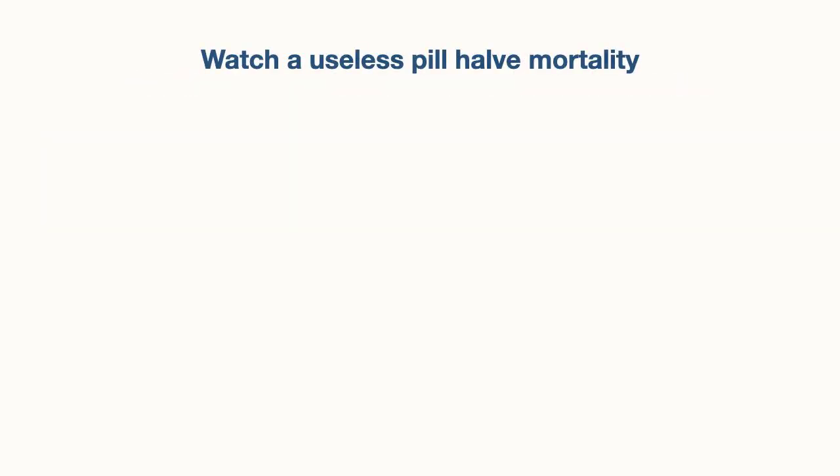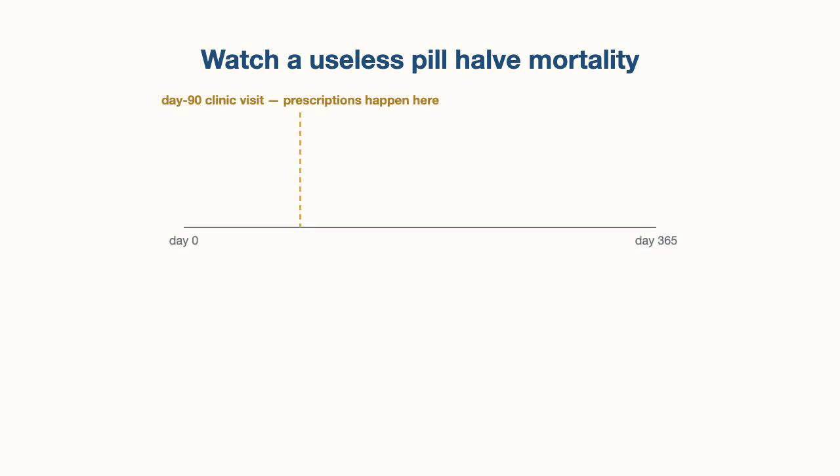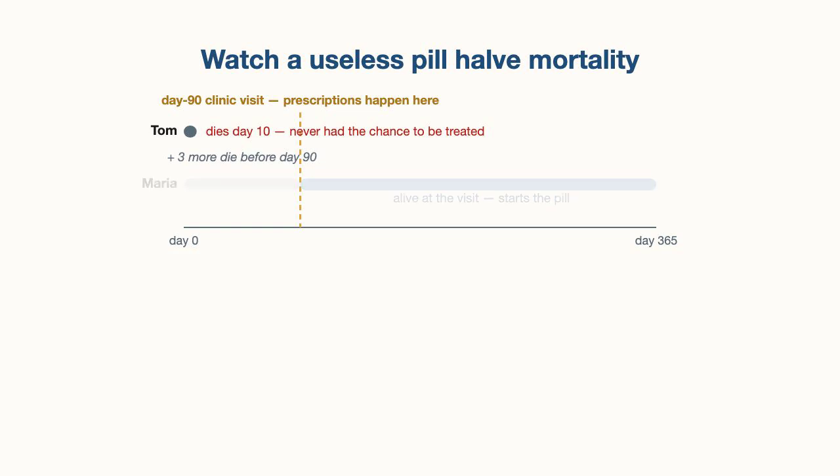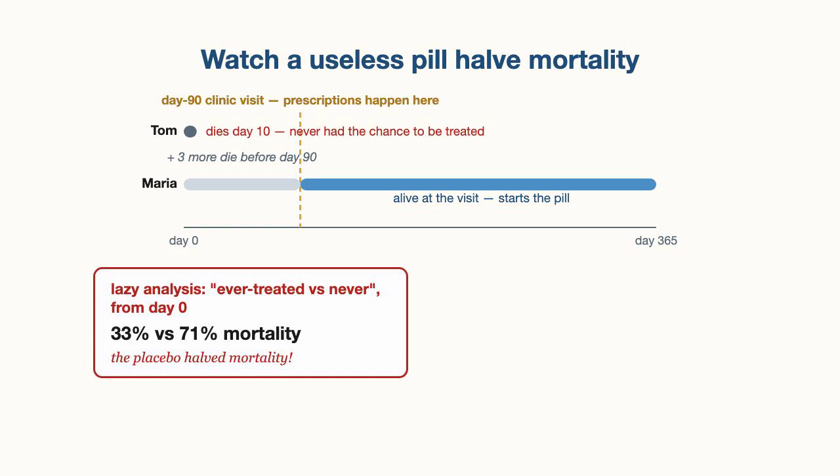The trick in detail: 10 patients enter a registry on day 0. The pill is placebo. Every death day is fixed in advance. One realistic wrinkle: prescriptions happen at the routine clinic visit on day 90. Tom dies on day 10. He never had the chance to be treated. 3 others die before day 90. Also never treated. Maria, alive at day 90, starts the pill.